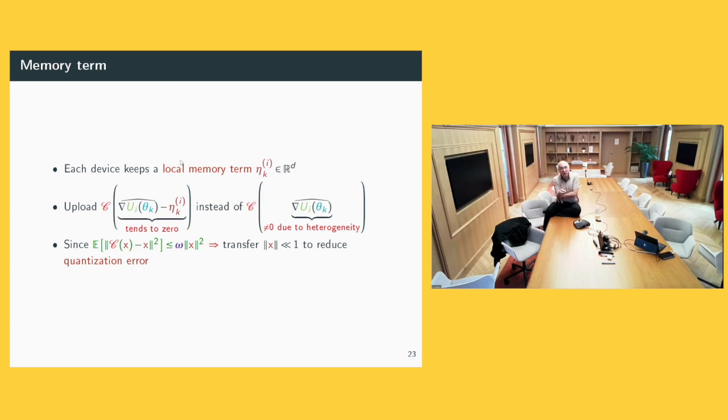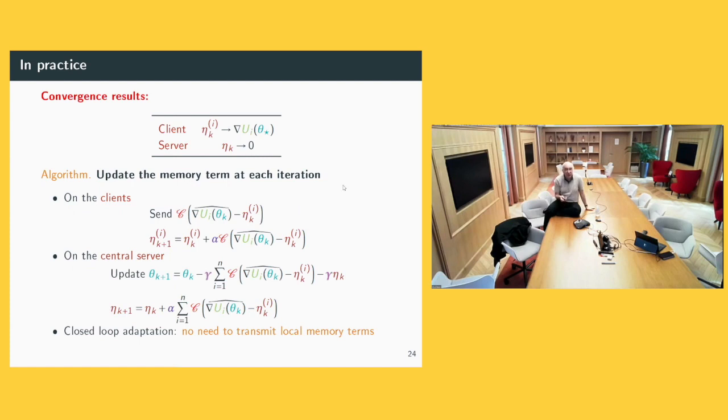So what you do is that for each user you compute a memory term, eta_k^i, and what you transmit, you don't transmit the mini-batch gradient, you transmit the mini-batch gradient minus eta_k^i. And this quantity should predict, in fact, this quantity. So you expect that the norm of this quantity should be much smaller than the norm of the gradient. And doing so, the guess is that you will reduce the transmission error. So eta_k^i is a kind of control variable which is computed locally by each agent and is never transmitted.